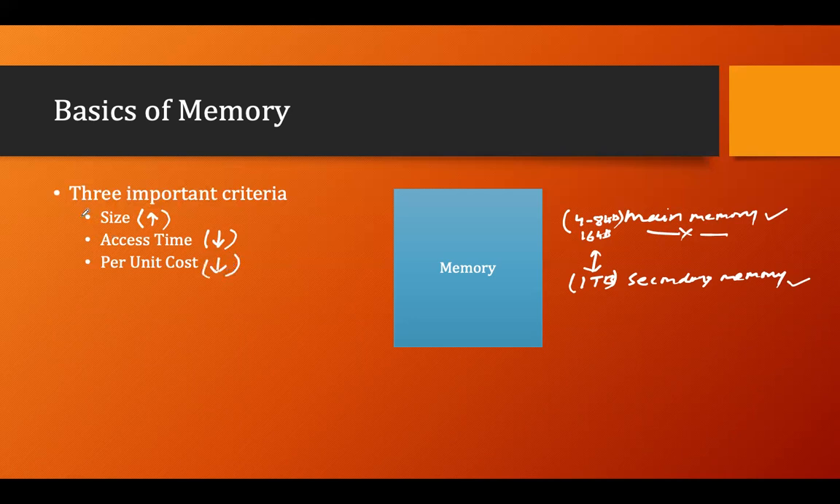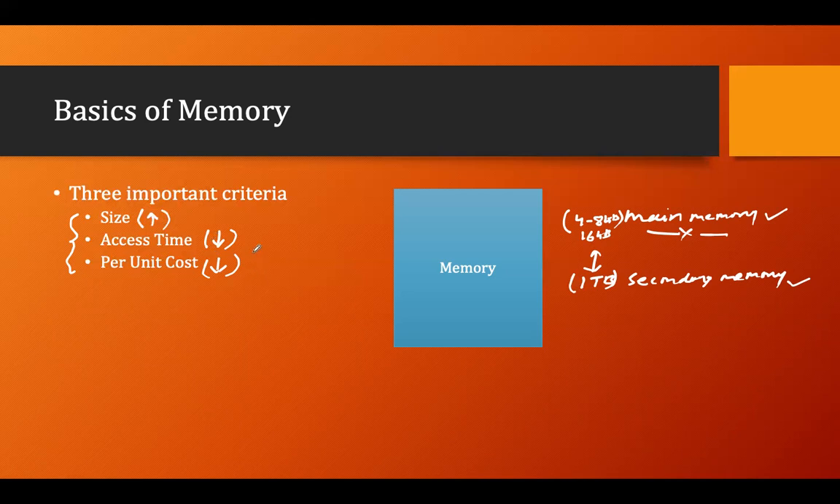But to get all those things together is not possible in reality. In reality, when we want to increase the size, the cost per unit will increase, as well as the access time will increase, because to search and access those data, it will take time. If we have a smaller memory, the access time will be less and the cost per unit will be less, but the size will be less, right? So to meet all three requirements is not at all possible.